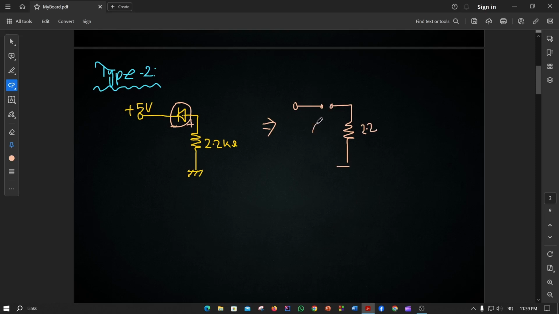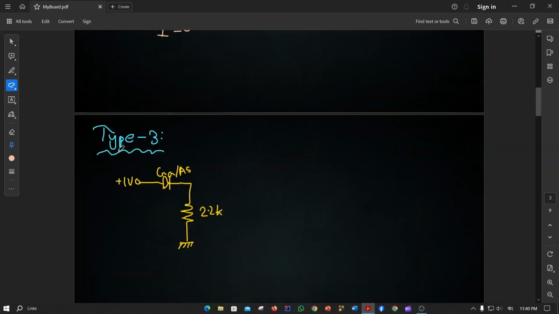So if we do KVL in this loop, we can find that the current will be 0 for the reverse bias. And now we will move to type 3.